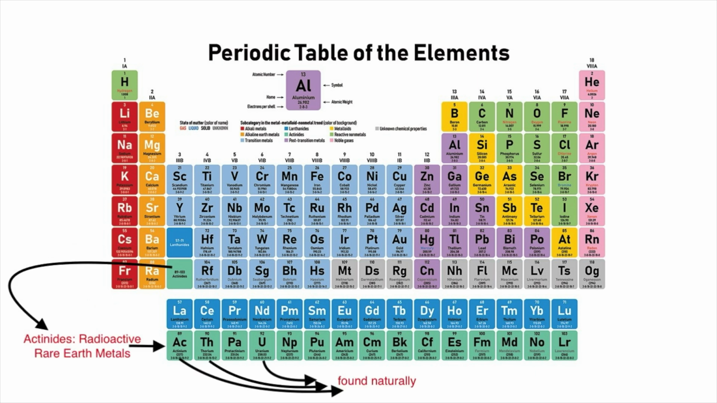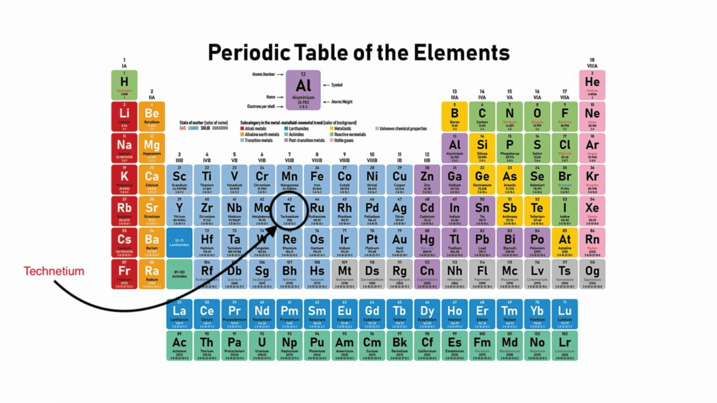The bottom row, which are numbers 89 to 103, are actinides. Actinides are also known as radioactive metals. With the exception of actinium, thorium, and uranium, all of the actinides are man-made.